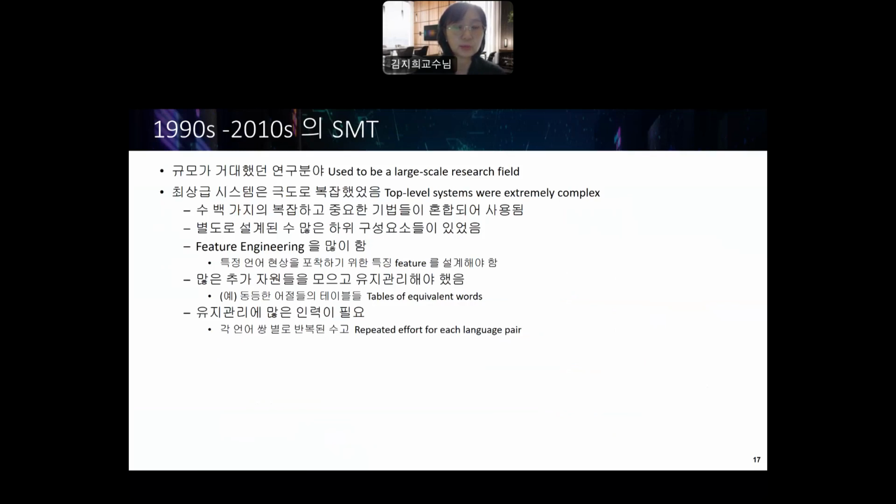And since we have many possible language pairs, it has to be repeated for all these language pairs, like English to French, English to German, Korean to Japanese, Korean to Chinese, Korean to English. All these efforts have to be repeated.